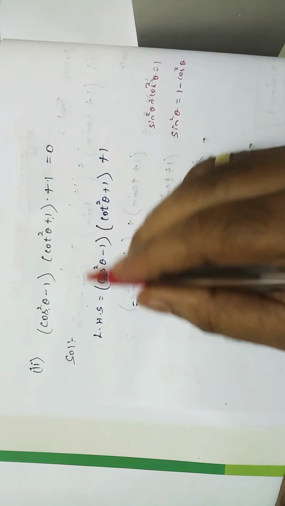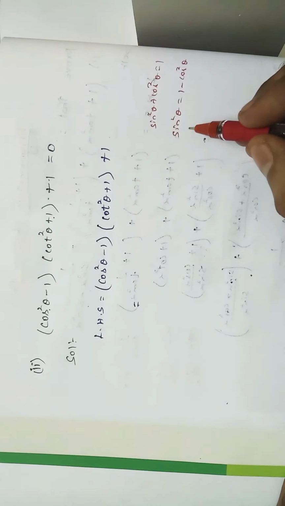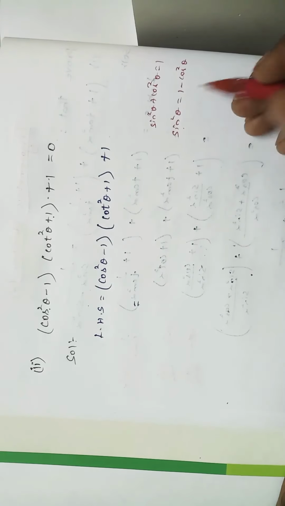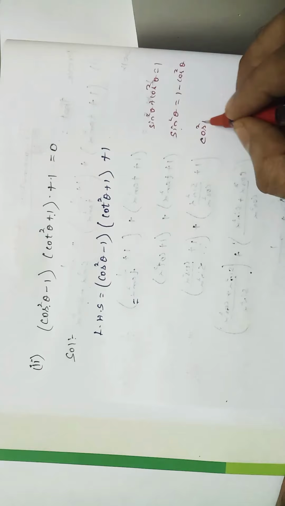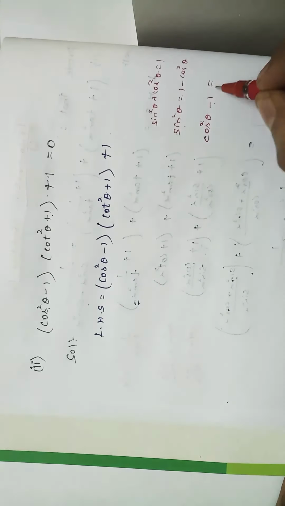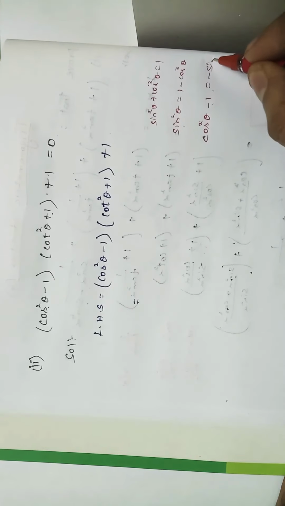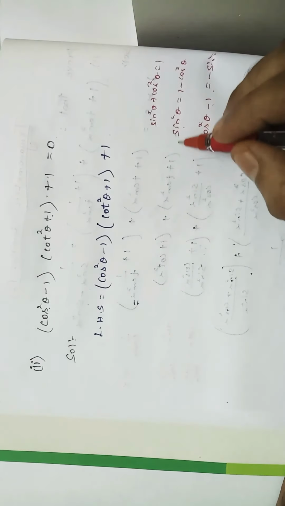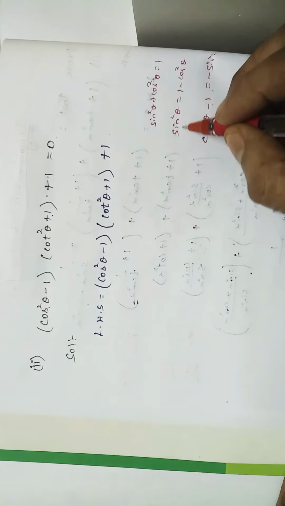So suppose if 1 minus cos square theta is there, then we can substitute sin square theta. But what we are having? Cos square theta minus 1 is there. So cos square theta minus 1 is nothing but minus sin square theta. Just multiply by minus on both sides.